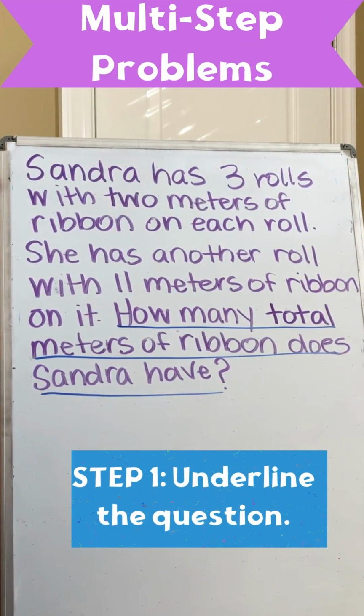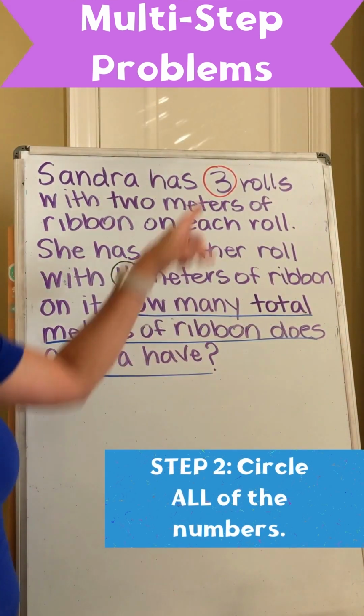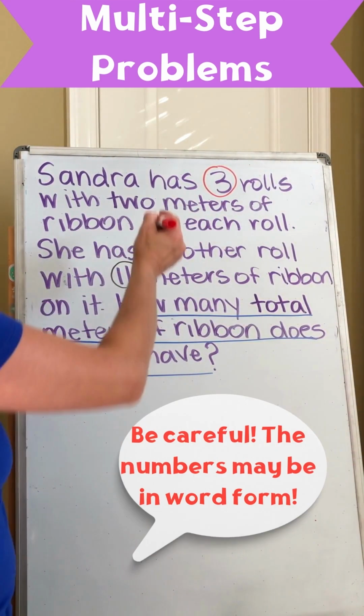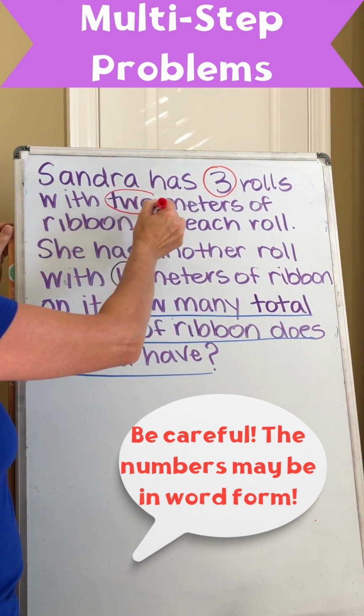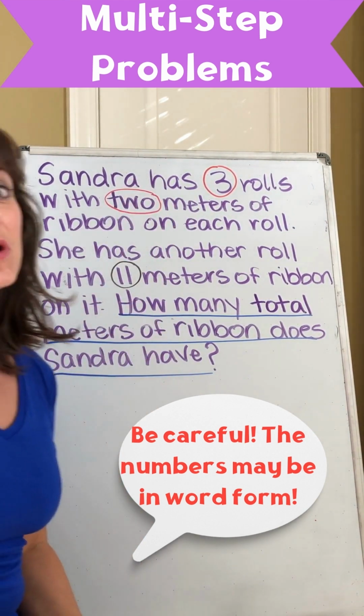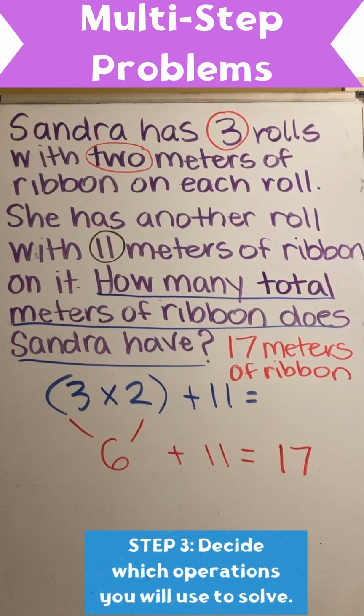Sandra has 3 rolls with 2 meters of ribbon on each roll. She has another roll with 11 meters of ribbon on it. How many total meters of ribbon does Sandra have? I see a 3 and an 11. I also see a 2. It's hiding as a word, but it's still a number.